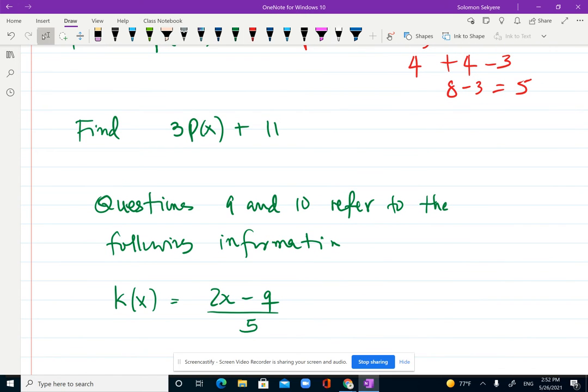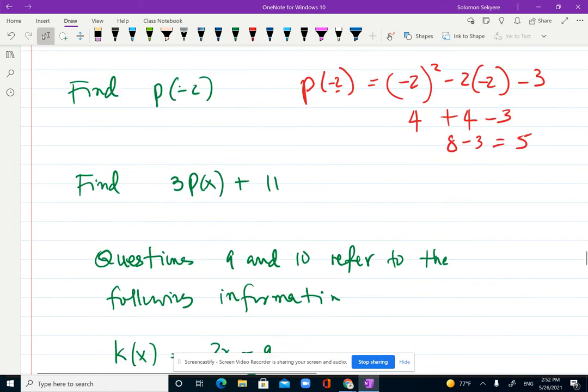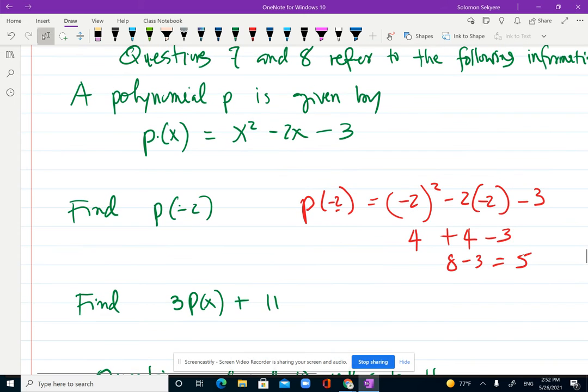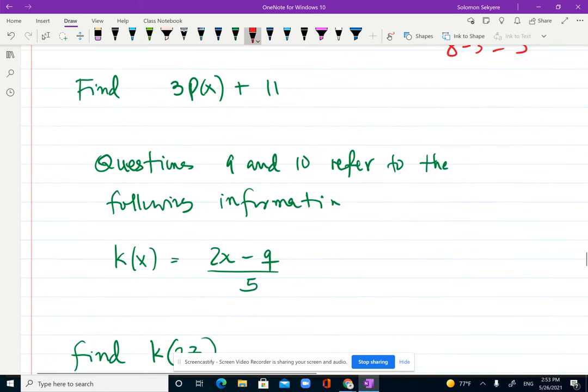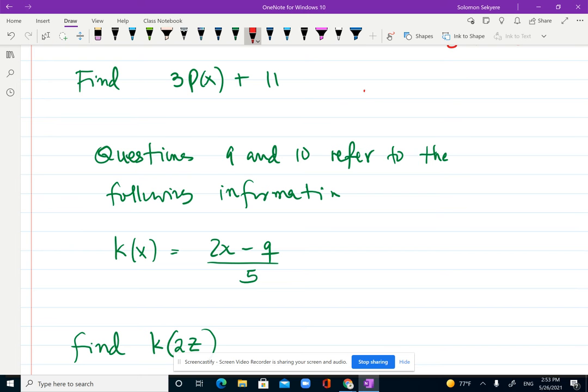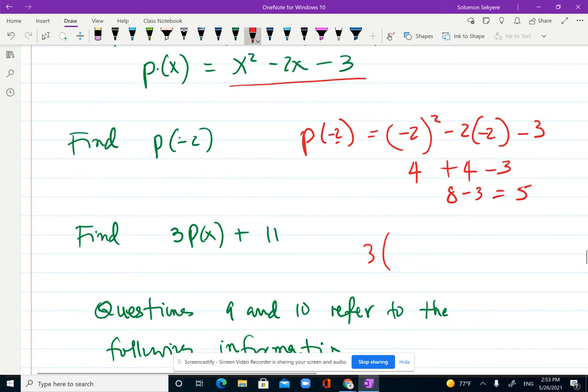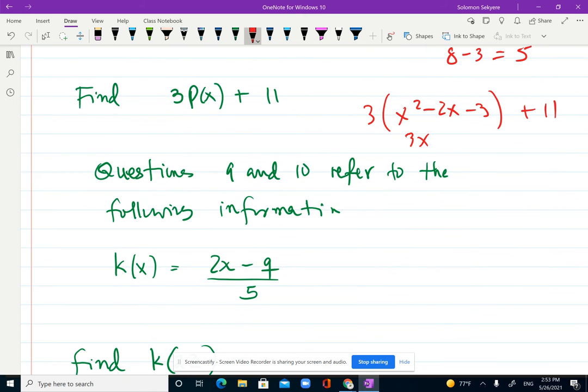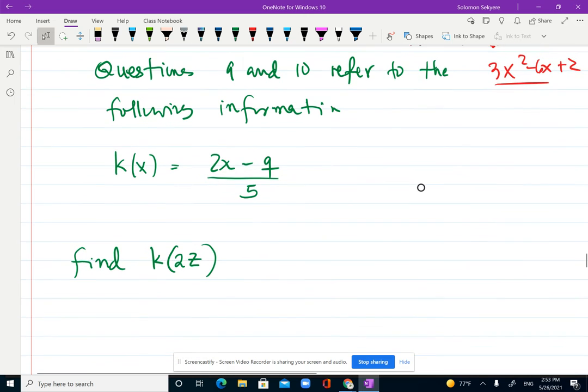Okay. What about 3 times p of x plus 11? How do you do that one? That means multiply p of x by 3. After that, add 11. Okay. And which will be 3 parentheses x squared minus 2x minus 3. After that, you add 11. So this will be 3x squared minus 6x minus 9 plus 11, which will be 3x squared minus 6x plus 2, because negative 9 plus 11 is 2. You're done. All right.